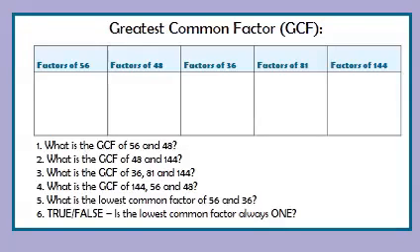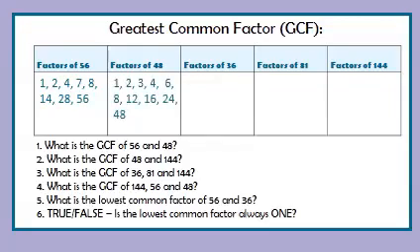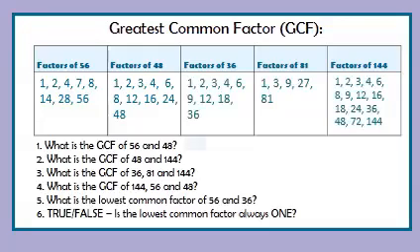Now we have this exercise. We need to list the factors of 56, 48, 36, 81, and 144. First of all, the factors of 56 are 1, 2, 4, 7, 8, 14, 28, and 56. The factors of 48, you do the same steps I explained already. So the factors of 48, as you can see, are 1, 2, 3, 4, 6, 8, 12, 16, 24, 48. They are all arranged from the least to the greatest.